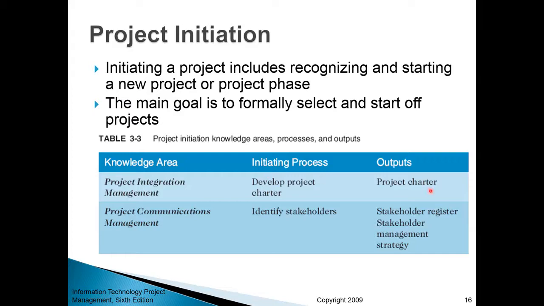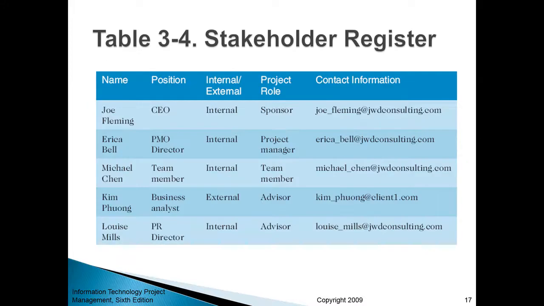So the project charter is one of the key outputs, and also identifying stakeholders, especially stakeholders that comprise the project team. Now, stakeholders can be recorded in the form of the so-called Stakeholder Register. So here we have names and positions of various stakeholders that are involved with a particular project. Also, we have their classification.